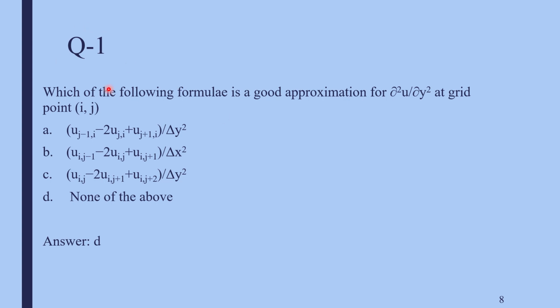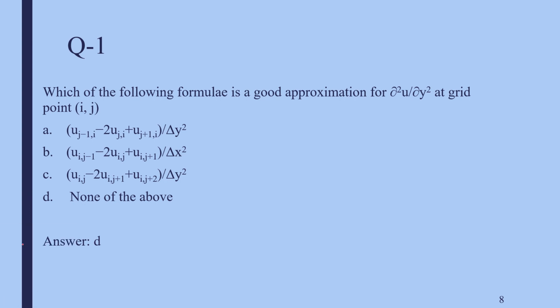So question 1 is about which of the following formulae is a good approximation for ∂²u/∂y² at grid point (i, j). Option A: u(i,j-1) - 2u(j,i) + u(j+1,i) divided by Δy². Option B: u(i,j-1) - 2u(i,j) + 2u(i,j+1) by Δx². Option C: u(i,j) - 2u(i,j+1) + u(i,j+2) by Δy². Or option D, none of the above.